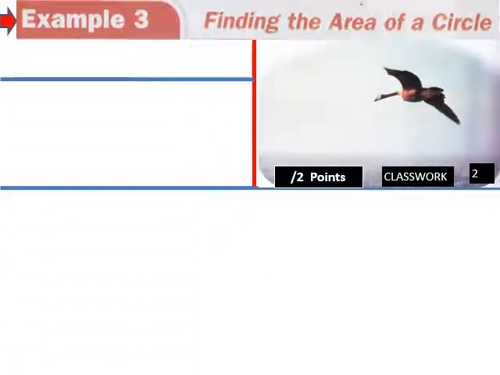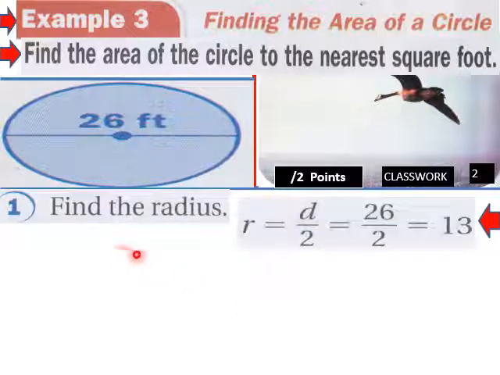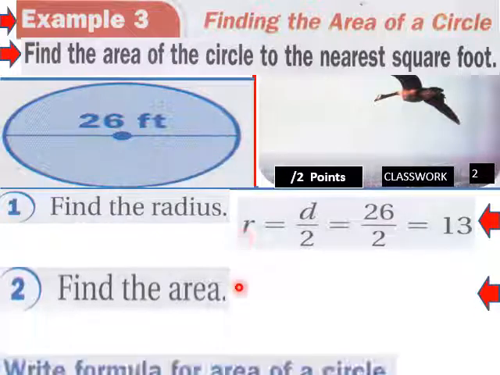So let's go into example 3, finding the area of a circle. Find the area of the circle to the nearest square foot. So we got a diameter here of 26 feet. So the radius at first will be 1/2 of 26, which would be 13. So our radius would be from the center to the circumference. That would be your radius.